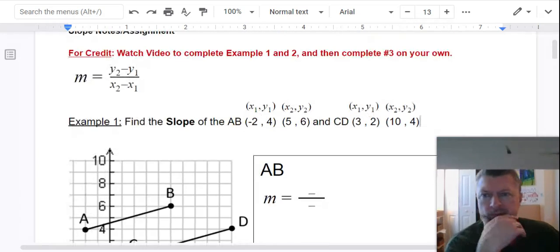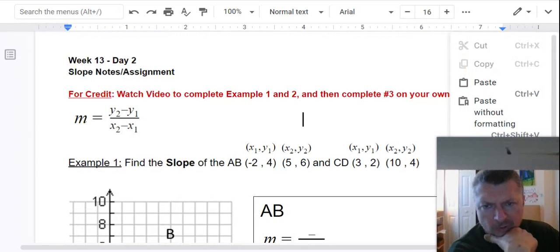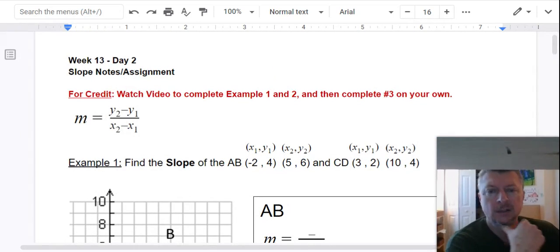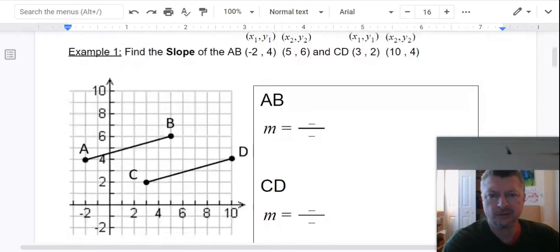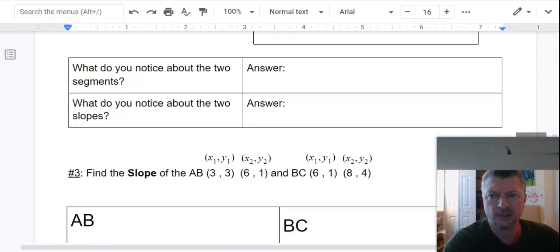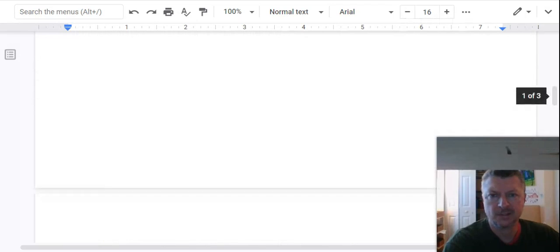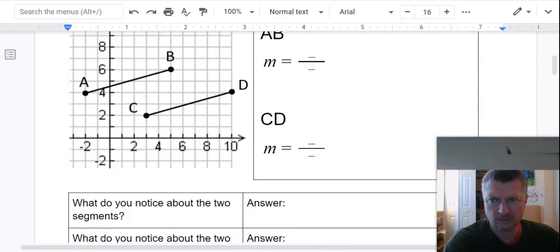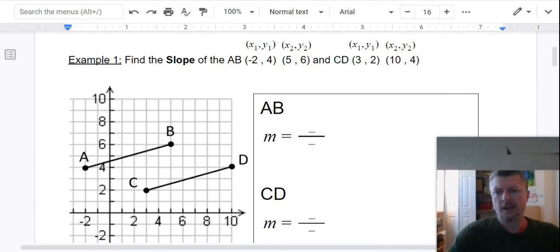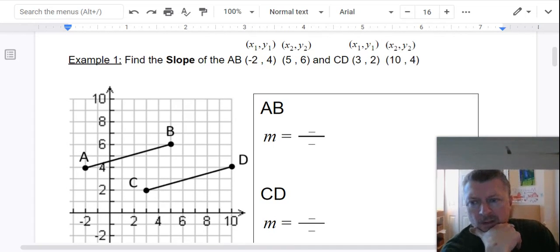Okay, so the first thing is you're going to do 1 and 2 with me, and then you're going to do 3 on your own. So there's 1, there's 2, and there's 3. Okay, so let's do number 1. Now you can see there's a graph here, and each of those segments has 2 points. First point is negative 2, 4, right there, and 5, 6, right there.